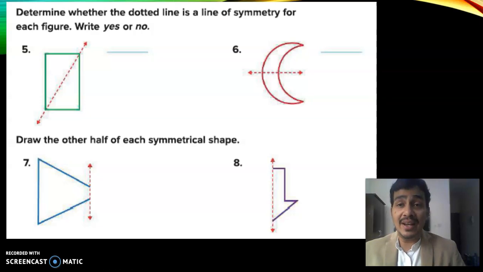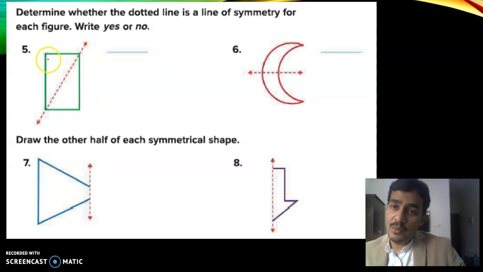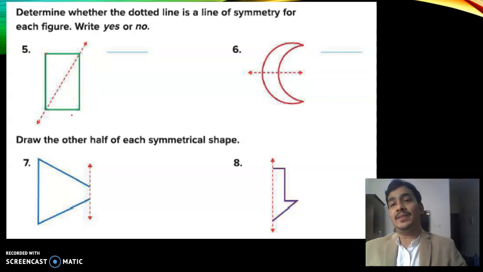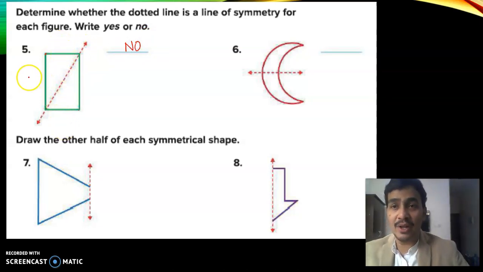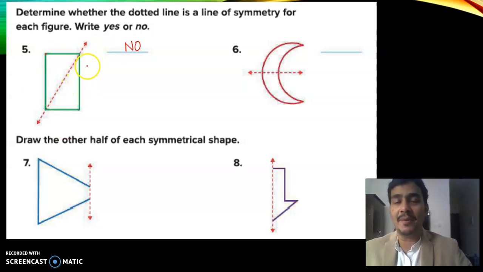Determine whether the dotted line is a line of symmetry for each figure, right? Yes or no? If you fold on the dotted lines, will it be symmetrical? Question number 5. If I fold it, will this point become this point, with respect to that line of symmetry? No. This is not symmetrical. I can draw a line of symmetry standing, I can draw a line of symmetry sleeping, but this cross line is not the line of symmetry.